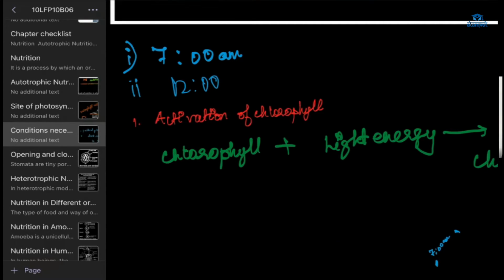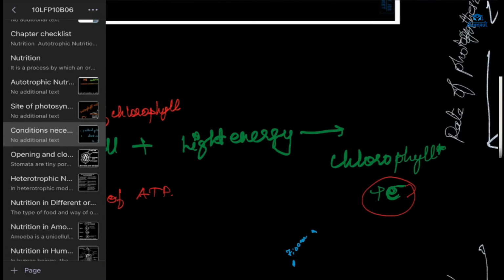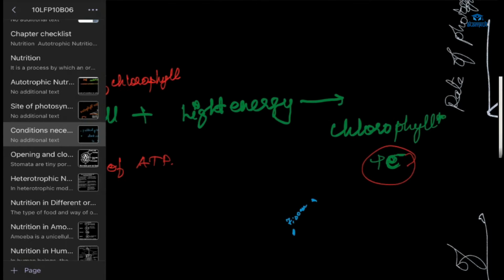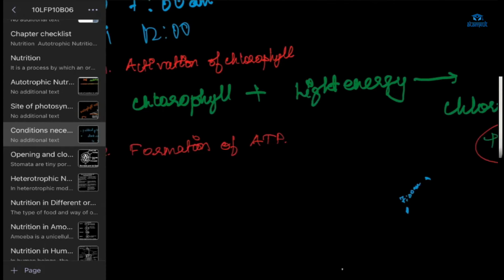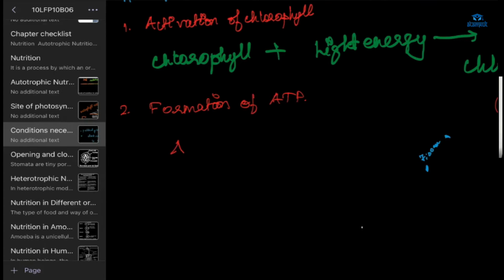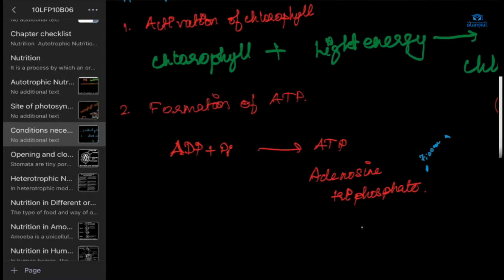After this, the next step is formation of ATP. I'll write it. How does this happen? See, these electrons we are getting from here, right? When chlorophyll is getting activated, the electrons are released, right? These electrons are used in converting ADP into an energy-rich compound, that is ATP, by adding a phosphate group. This P is inorganic phosphate. What is ATP? ATP is adenosine triphosphate. And ADP is adenosine.